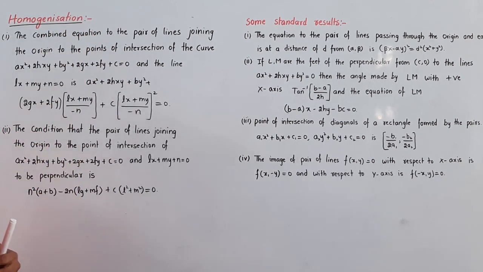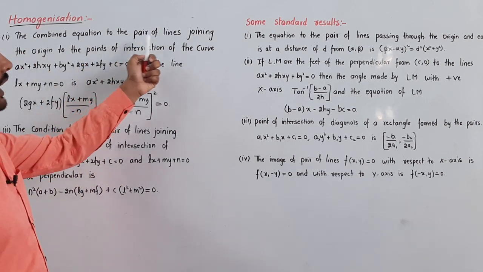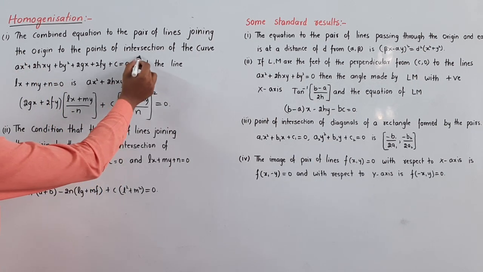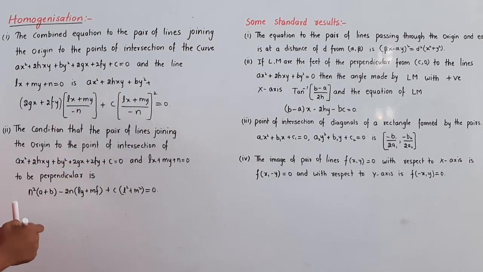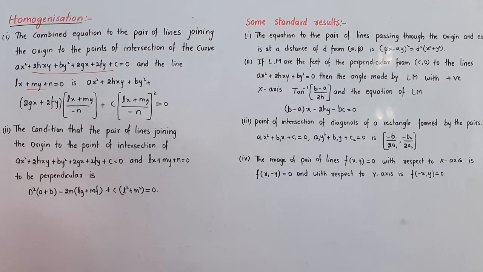Homogenization is nothing but, first of all, the combined equation to the pair of lines joining the origin to the point of intersection of the curve. Here this is a curve, the pair of straight line curve here, and the line Lx plus My plus n is equal to 0 is the condition.